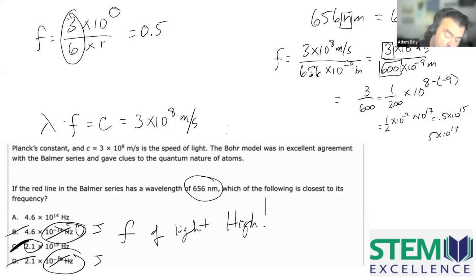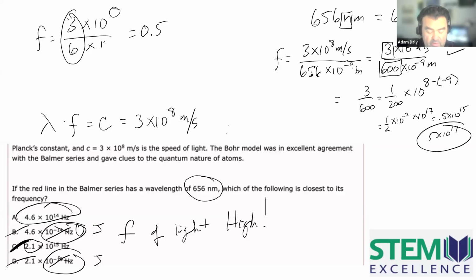But of course, we could do all the steps. And if we do all the steps, they're over here. We get about 5 times 10 to the 14. That's about what this answer is. Even though we did some rounding, it gave us generally the correct answer. And you want to put the numbers that are most favorable for you. You know, 656, nobody cares. It's 600. Okay, move on.